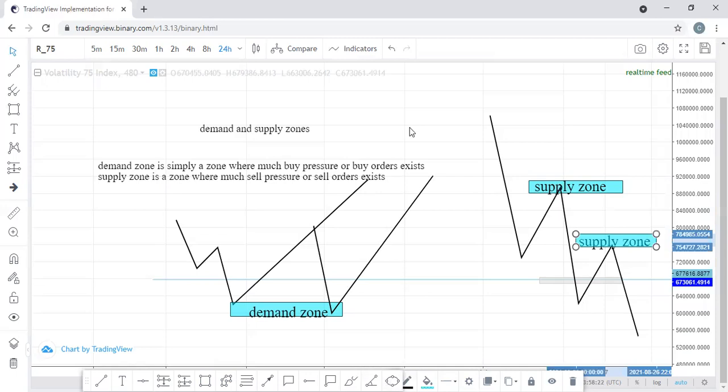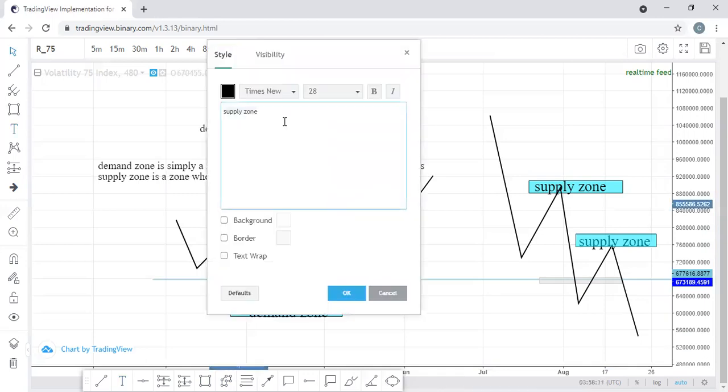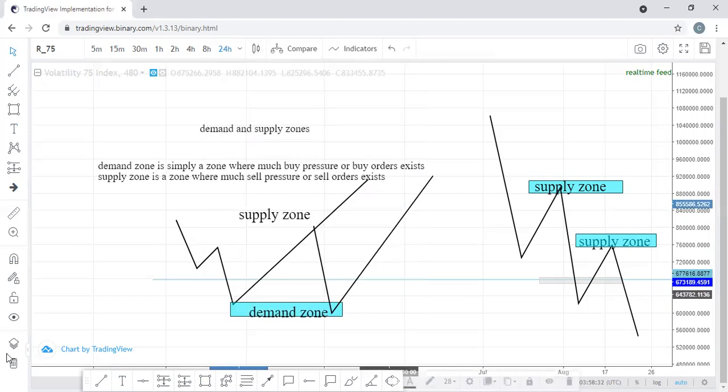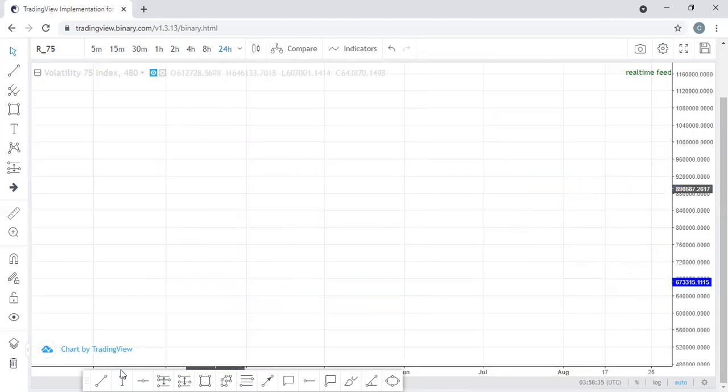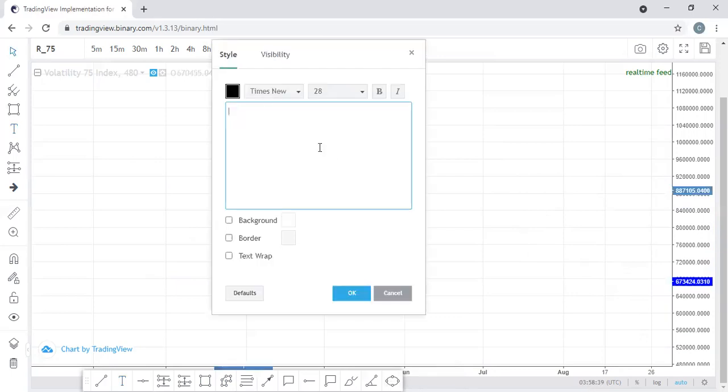Now, how do you identify supply zones and demand zones, right? So let me delete all of this. Right. So let us go to the next thing. How to identify demand and supply zones. The first way to identify these things, right?